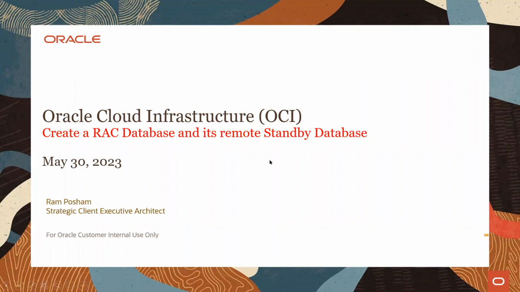Today, I'm going to show you something very interesting, very exciting. I'm going to be creating a primary database in the Virginia region, and then after that, I'm going to create a standby database in the Phoenix region just by the UI of the OCI. You will see how easy it is to create primary and standby databases, basically to deploy these databases in maximum availability architecture.